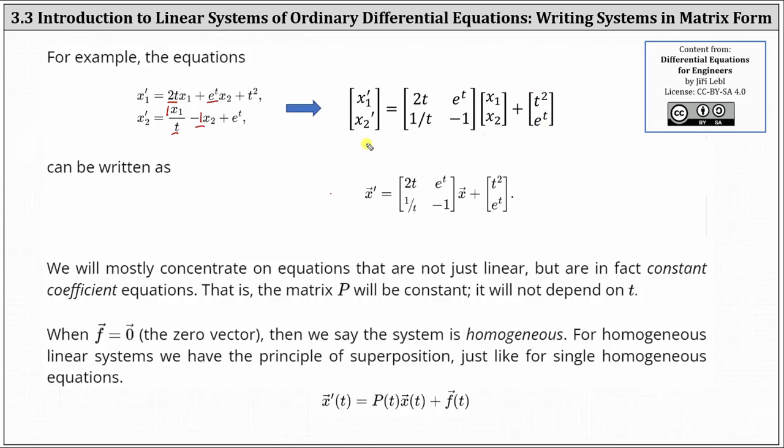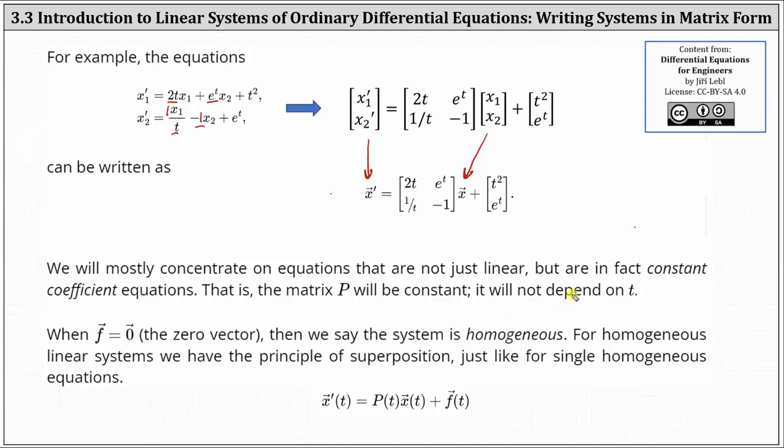From here, we often replace the vector-valued function with entries x1 prime and x2 prime with x prime or x prime of t, and we also replace the vector-valued function with components x1 and x2 with just vector x. We will mostly concentrate on equations that are not just linear, but are in fact constant coefficient equations. That is, the matrix P will be constant, it will not depend on t.